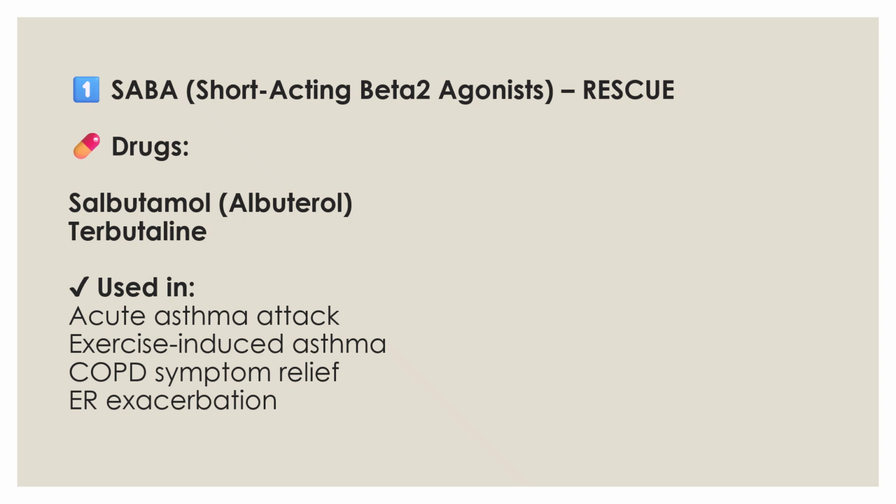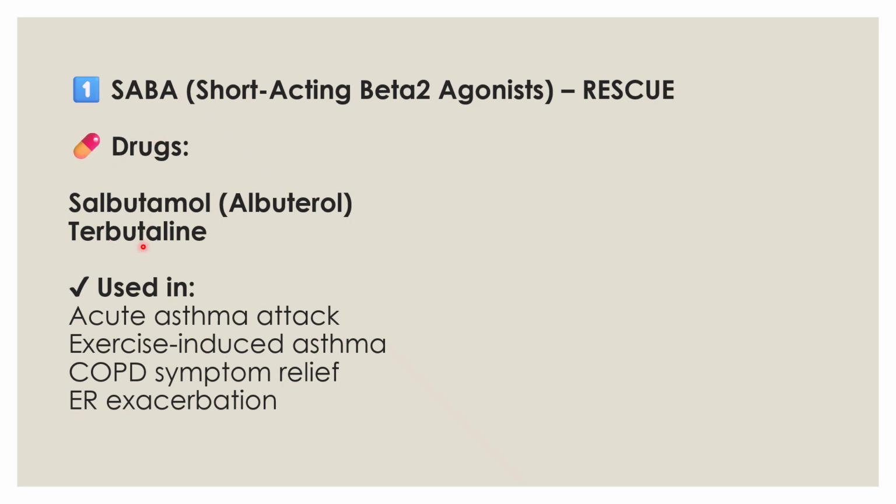Drugs under short-acting beta-2 agonists are salbutamol and terbutaline. It is used in asthma attack, exercise-induced asthma, COPD symptom relief, and ER exacerbation. So, salbutamol and terbutaline come under the SABA category.